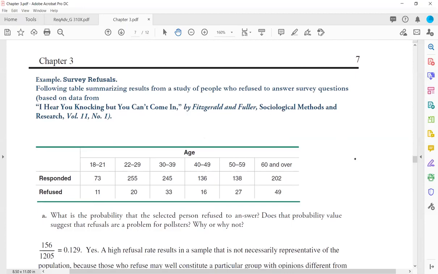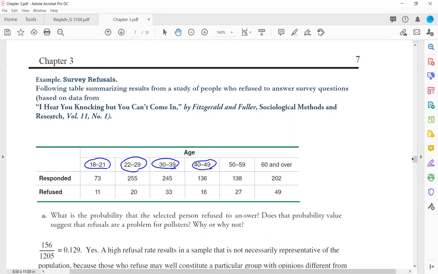The first category, 18 to 21. How many responded? 73, and refused to respond, 11. The second category, 22 to 29. Responded, 255. Refused to respond, 20. The third category, people who are aged between 30 to 39. How many responded? 245. Refused to respond, 33.